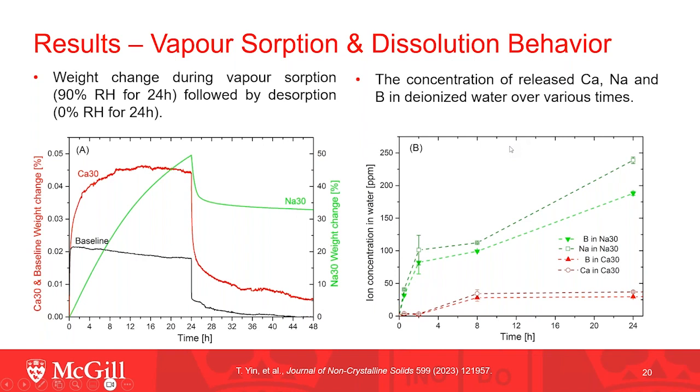From the right figure, for the glass dissolution, the ICP measurements reveal the released calcium, sodium, and boron concentration in the DI water over various times. Calcium-30 shows less ion release than the sodium-30.